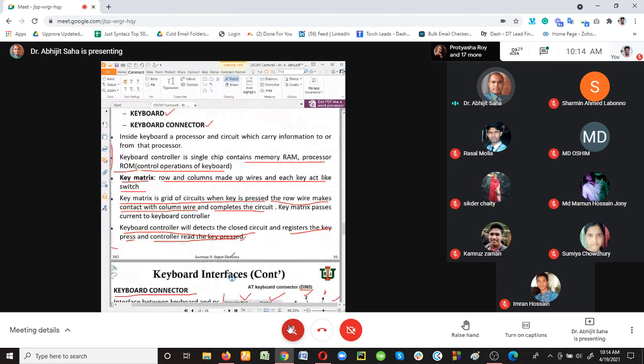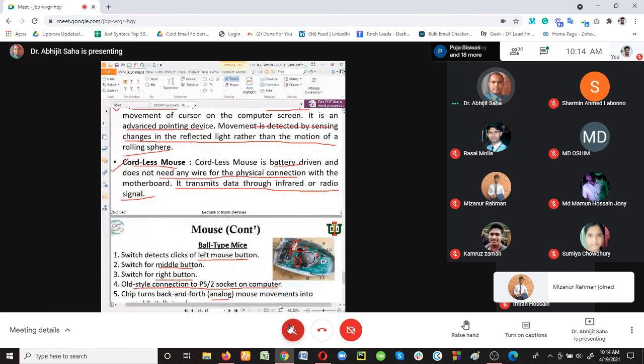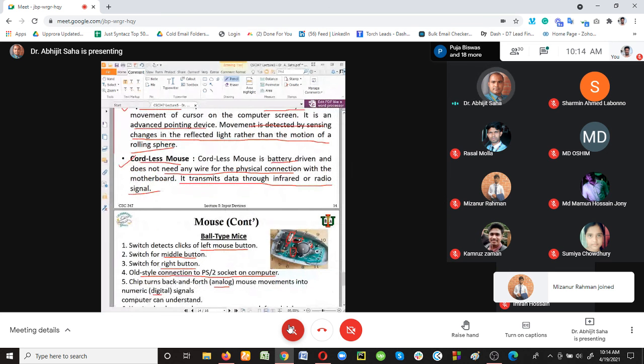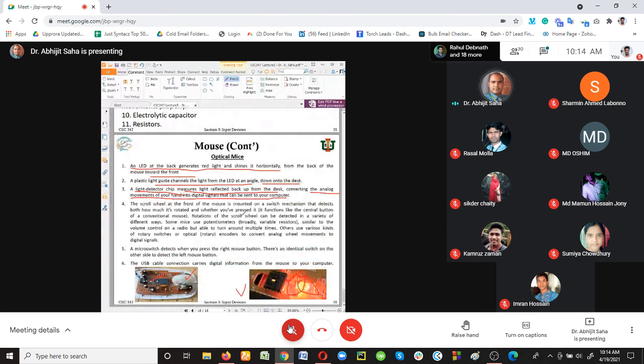So this is actually the fact here, that the middle wheel we are having has different functions. It's not only for scrolling down and scrolling up, but there are several functions with the middle wheel of the mouse. How it works is telling here: the rotations of the scroll wheel can be detected in a variety of different ways. There are two ways shown here.